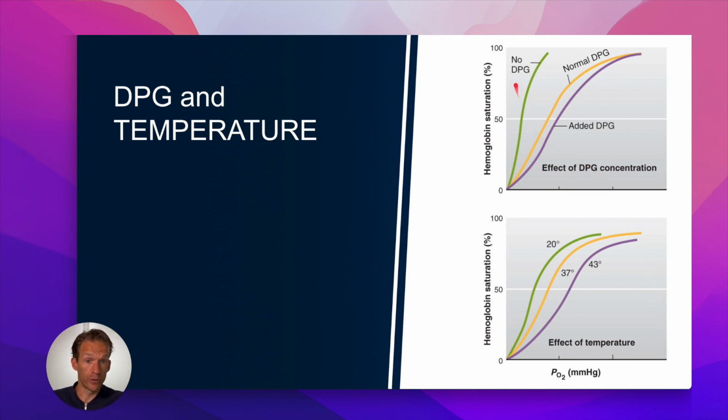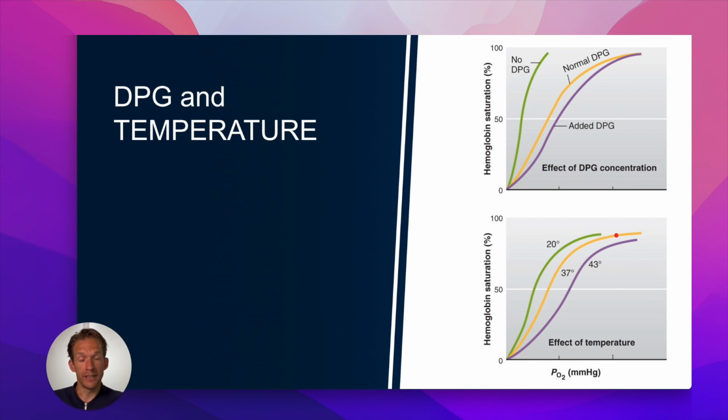The top graph is for 2,3-DPG and the bottom graph for temperature. For the example, we're just going to look at temperature. The normal S-shaped curve of the saturation graph is this orange or yellowish graph in the middle. And what you can see is that if you increase the temperature, then at any given pressure, there's a lower saturation.